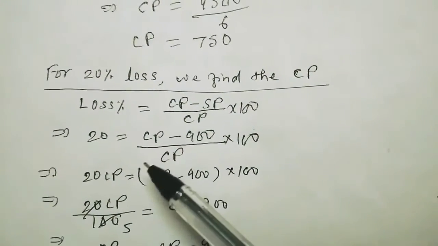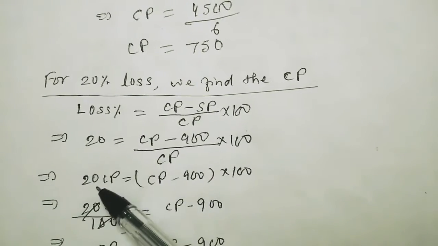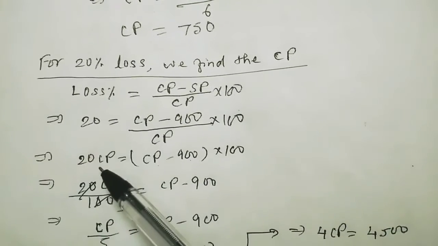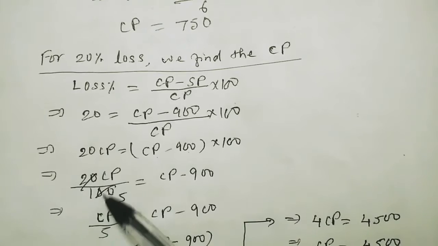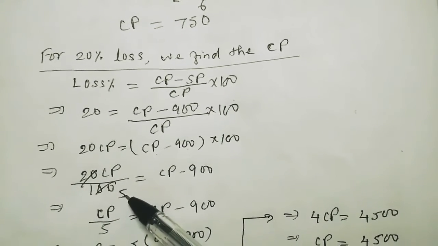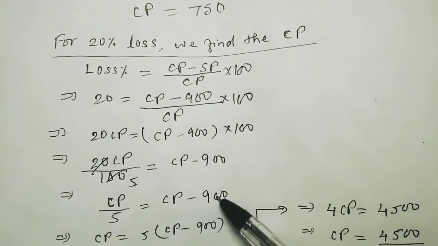Okay students, now you can see here. I have put the values. Now cross multiply 20 into CP here, so 100 into CP minus 900. Then this 100 will come down. So it is 20 by 100, so it is 25 by 100, so it is cut by 5. Okay, now CP divided by 5 equal to CP minus 900.